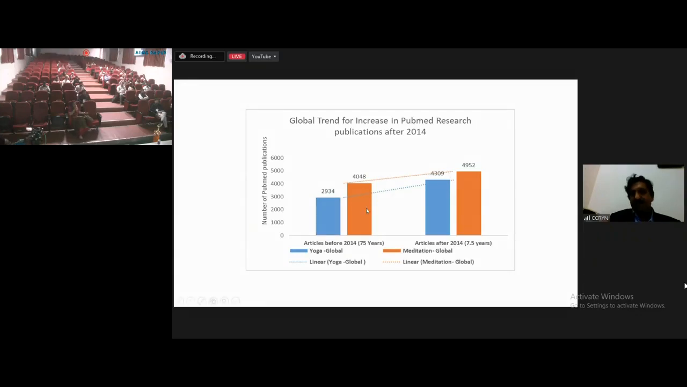Same thing with respect to meditation as well. You see the number of articles on meditation over 75 years is 4,048, and in the last 7.5 years or so, it's 4,952 itself. So there's a tremendous popularity and use of yoga and meditation in various aspects of care as well, where they're using it as a therapy.